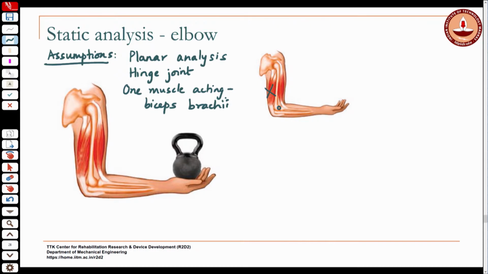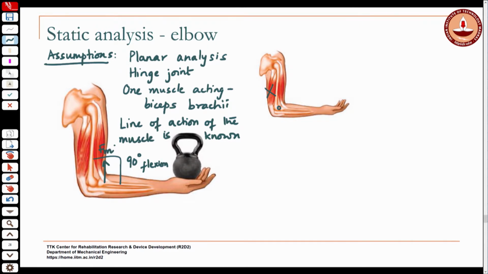And we assume in this case that the line of action of the muscle is known, and in this case let us assume that the muscle pulls, analyzing where the elbow is in 90 degrees flexion, and at this instance the muscle action is perpendicular to the forearm.